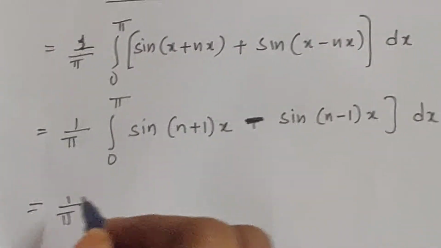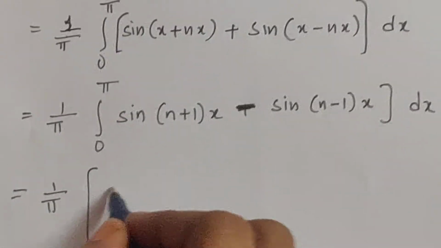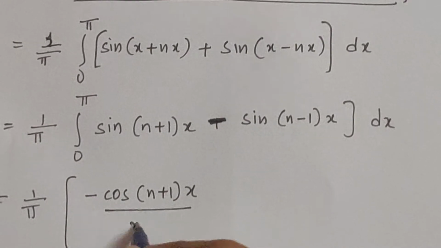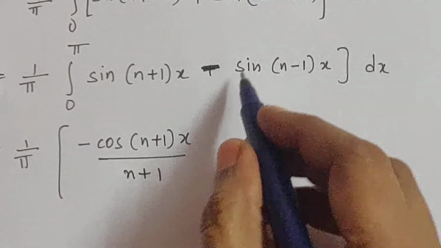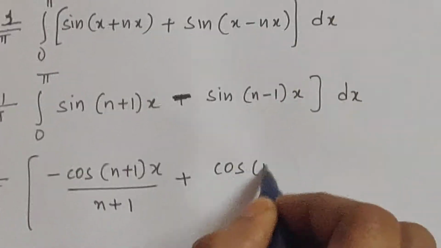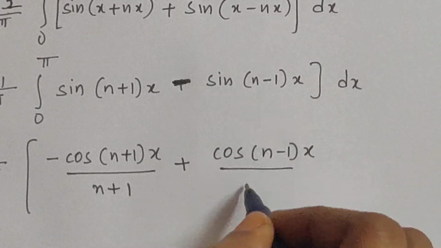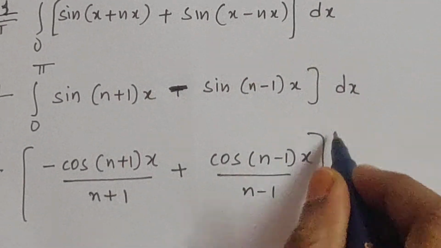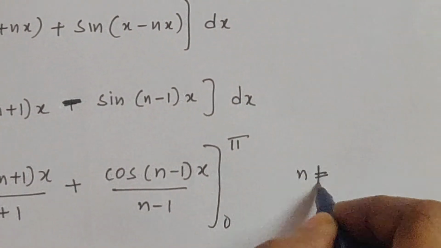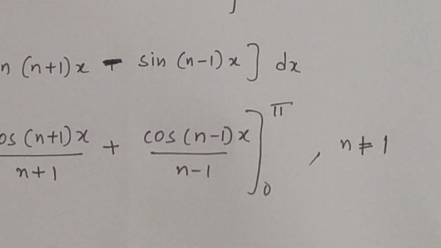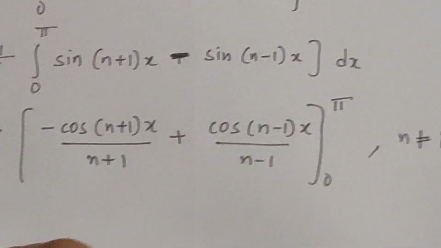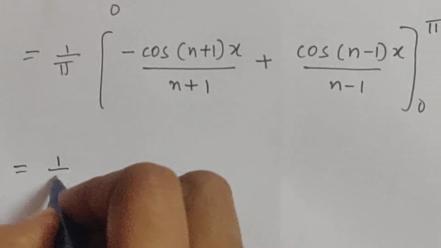Now after the integration, the integral of sin is minus cos of n plus 1 times x by n plus 1, and here minus cos, you will get minus minus plus, so cos of n minus 1 times x by n minus 1, limits 0 to pi. In the denominator we got n minus 1. It is not defined when n is equal to 1. That's why always in this step n is not equal to 1, equal to 1 by pi.